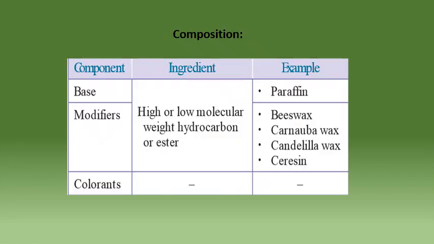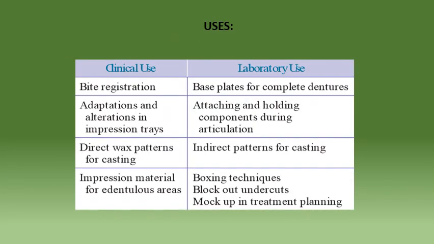Talking about composition, the basic composition is paraffin, and it has excellent flow, but the problem is that it becomes flaky when we trim. So to modify this, a lot of other agents like beeswax, carnauba wax, candelilla, and ceresin were added, and some colorants are also added. Uses we spoke of initially: bite registration, boxing, beading, and impressions.